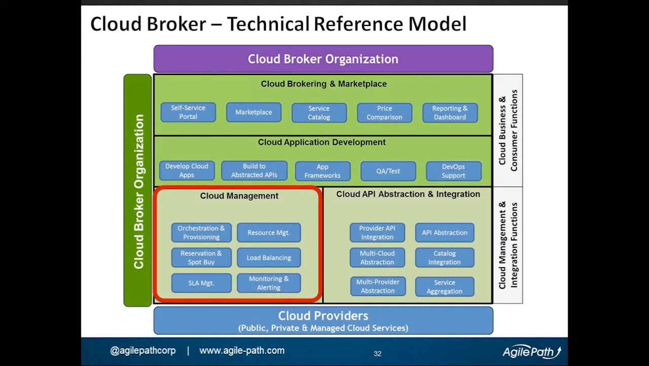Now, the third area to pay attention to in the cloud broker tech reference model is the cloud management space. So cloud management includes things like service orchestration and provisioning, the resource management functions of managing the pool of cloud resources. It has a reservation and spot buy model for actually reserving capacity for future consumption with defined dates, or I can do spot buy, immediate consumption. I do load balancing, SLA management, monitoring and alerting. Those kinds of things are in the cloud management bucket.